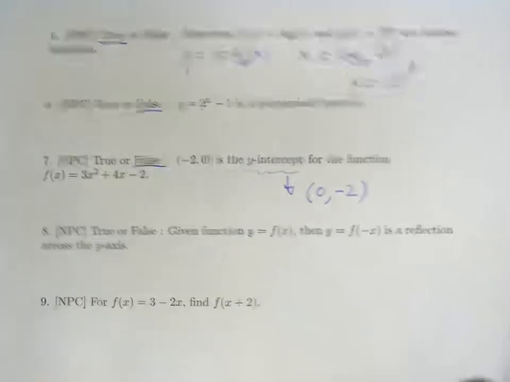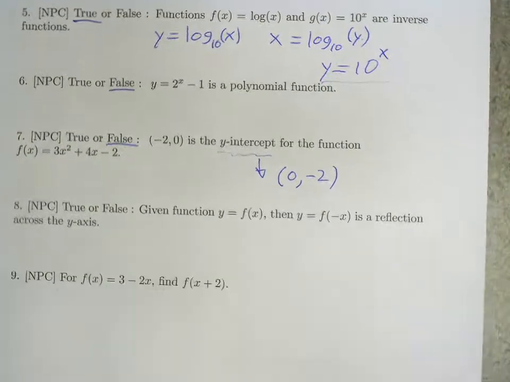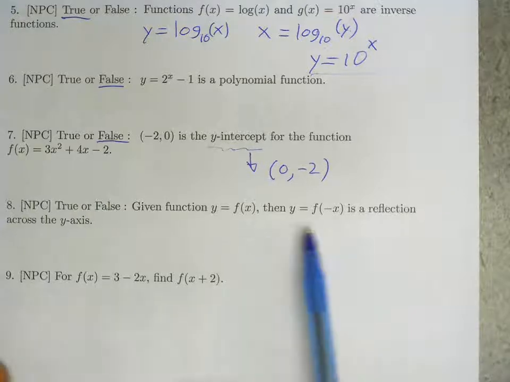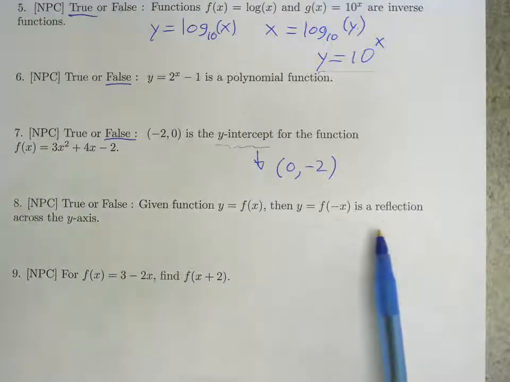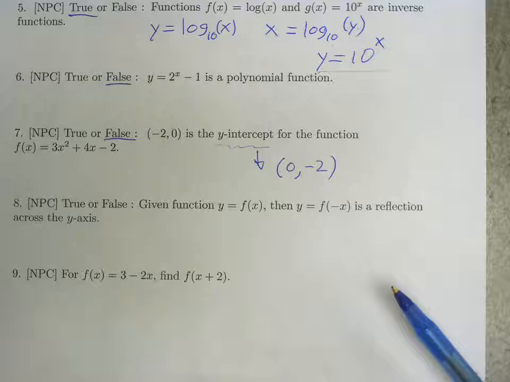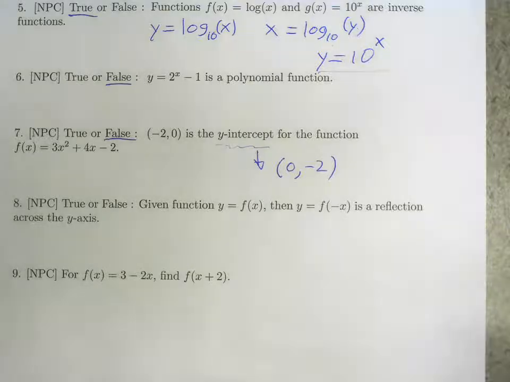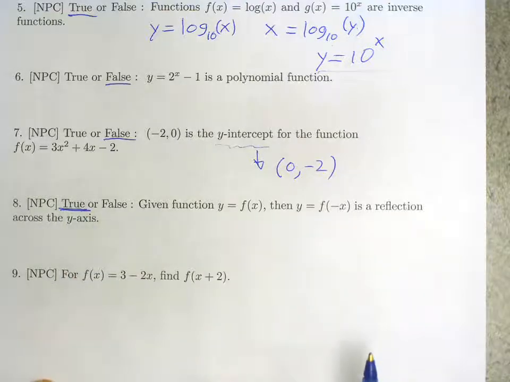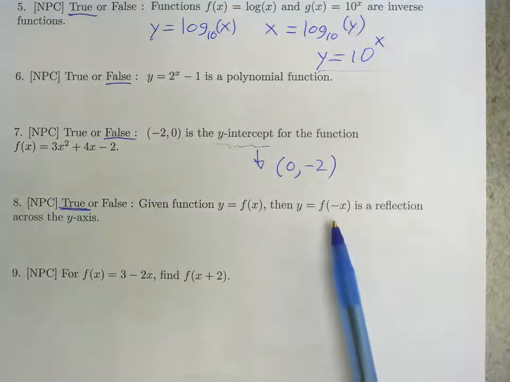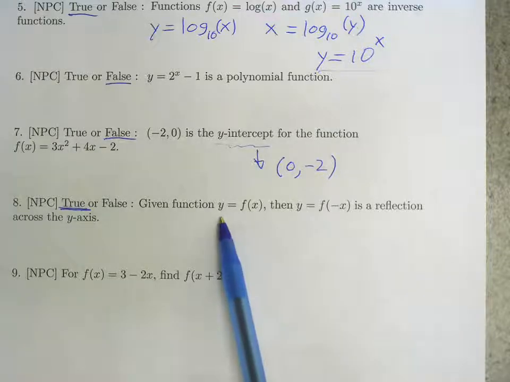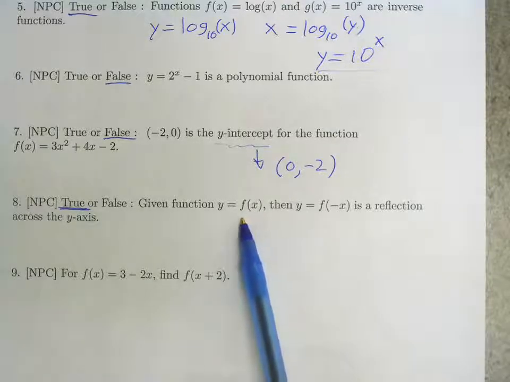Okay, number 8, true or false? Given the function y equals f of x, then y equals f of negative x is a reflection across the y-axis. Some words are left out, but if we understand what is meant, then the answer is true. The graph of f of negative x is the graph of y equals f of x reflected across the y-axis.